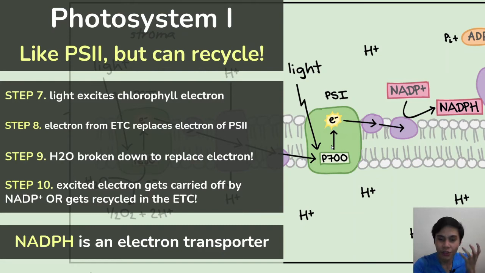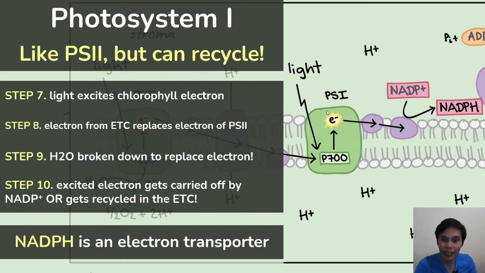So there's two ways that the accepted electron can go. It can go forward or backward. When it goes forward, it is taken up by NADP plus reductase and put into NADP plus to become NADPH. Now, NADPH is basically an electron transporter. Just think of it like a tricycle or a taxi. It picks up its passengers, which are the excited electrons, and it shuts the door of the taxi using a hydrogen ion to become NADPH. So that's the forward way the excited electron can go.